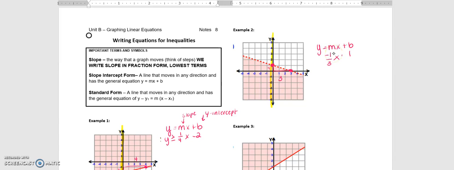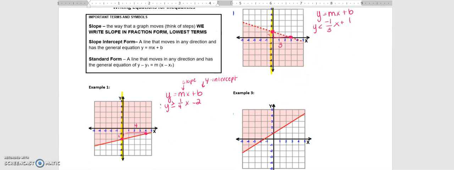I'm going to slide in my x, slide in my y, and now let's talk about the inequality. My line is shaded below, making it a less than symbol. I am not a solid line, so it's just less than. I don't have to make it an equal to. Okay? Hopefully you're doing okay so far. And again, we have done this before, so it should go pretty smoothly for you today.